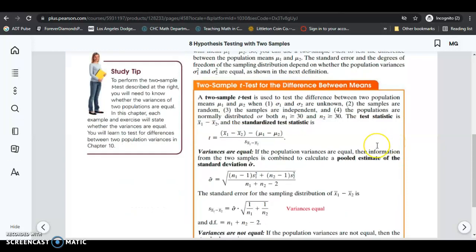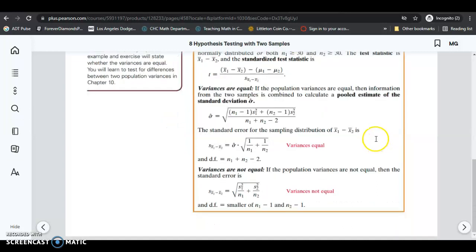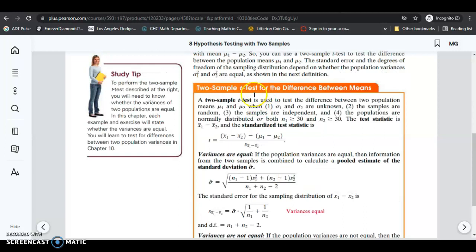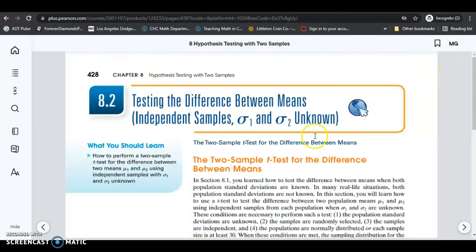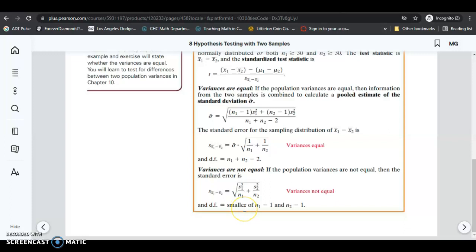So again, we're assuming that the standard deviations of the populations are unknown. So we're assuming that the standard deviation of the annual cost of food for cats and the standard deviation for the annual cost of food for dogs are both unknown. Right here at the bottom of this box on page 428, it tells you what the degrees of freedom is. Remember, we're dealing with two samples. N1 is the size of the first sample, and N2 is the size of the second sample. So the degrees of freedom would be the smaller of N1 minus 1 or N2 minus 1.